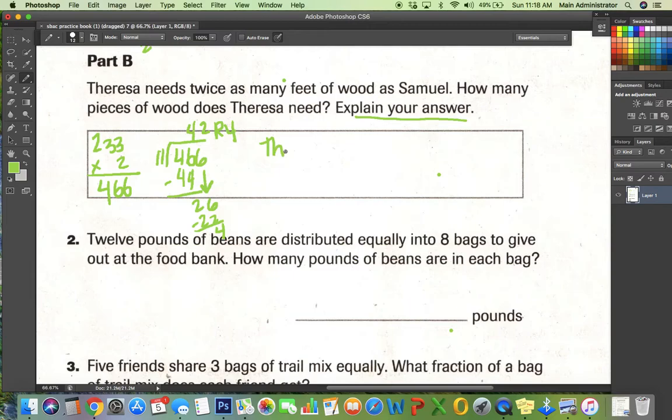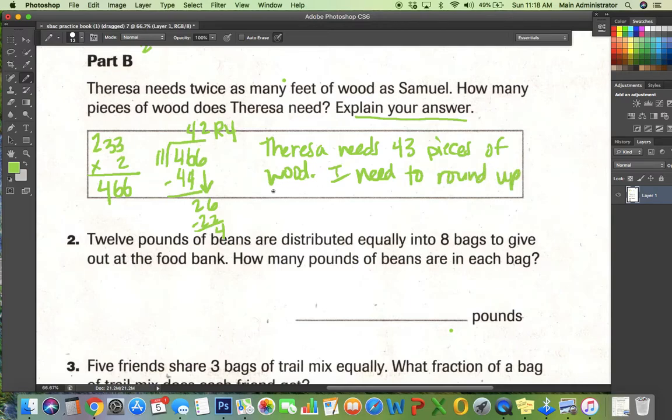So Teresa needs, I'm going to round up, 43 pieces of wood. I needed to round up with my remainder.